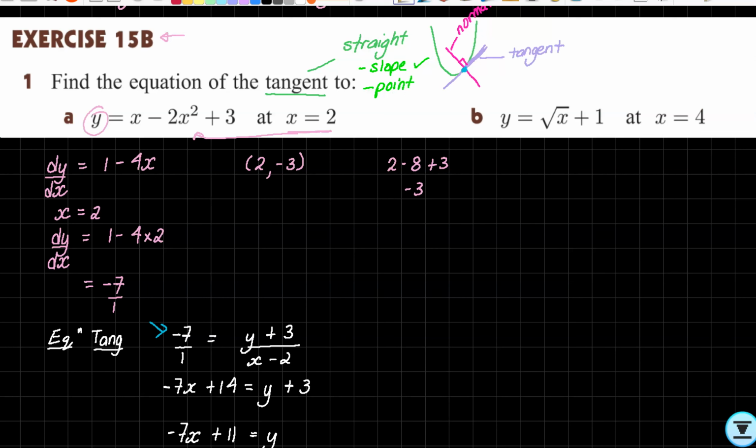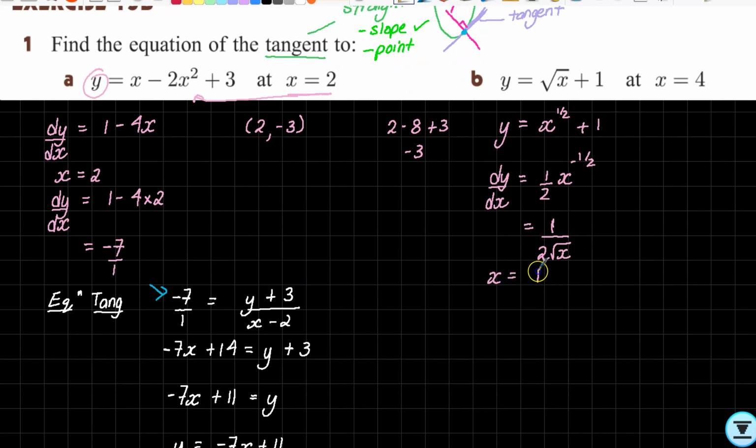So I'm just going to rewrite this one again. It's going to be y equals x to the half plus 1. So now when I'm going to differentiate dy by dx, half out the front, subtract 1, so minus a half. And because I'm going to substitute that in, that's going to be 1 over 2 root x, because downstairs is x to the half. Okay, so when x now equals 4, because that's my x value, dy by dx will be 1 over, square root of 4 is 2, 2 2's are 4.